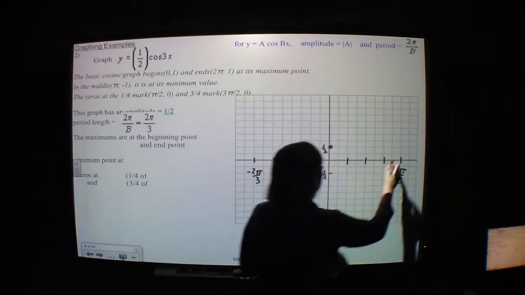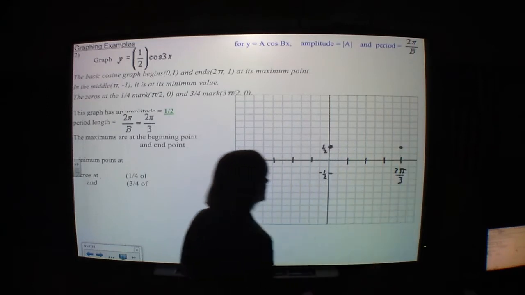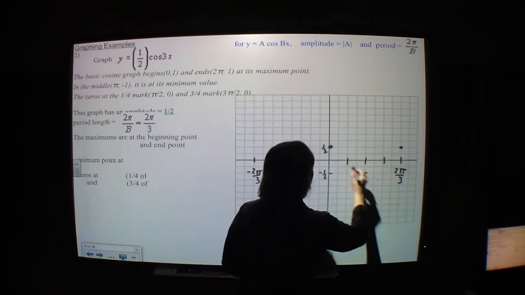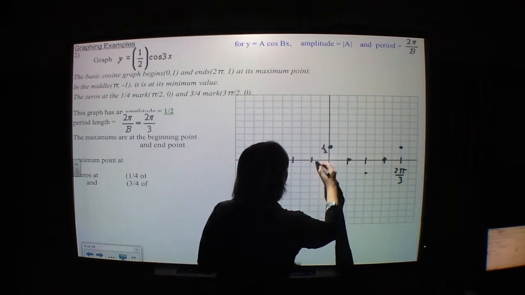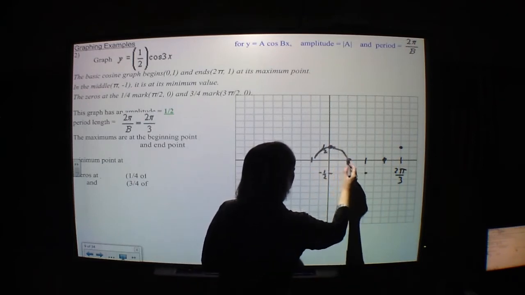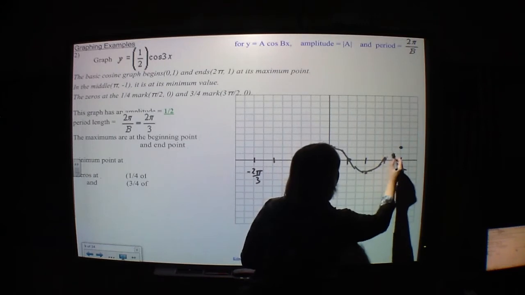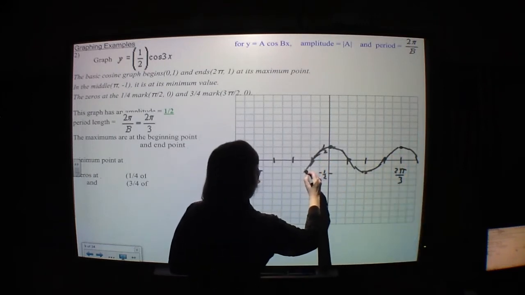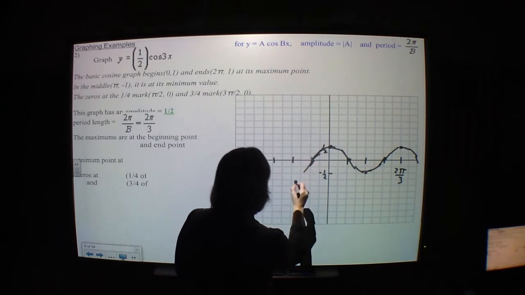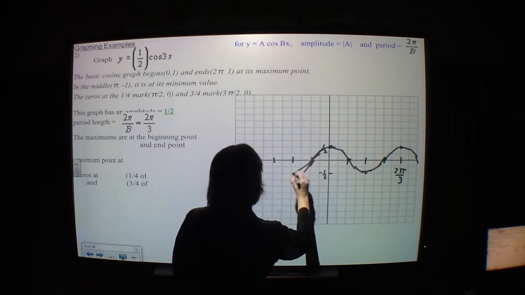So if I were graphing it, remember, beginning and end are my maximum. Halfway through is my minimum. 1/4 of the way and 3/4 of the way are my zeros. So it looks something like this. And you can keep graphing it. Hold on. 0. It's right there.